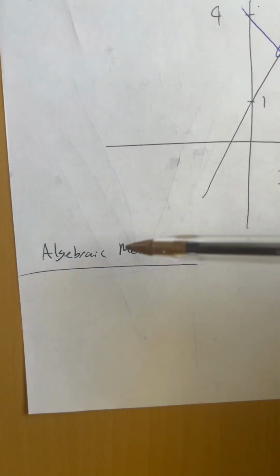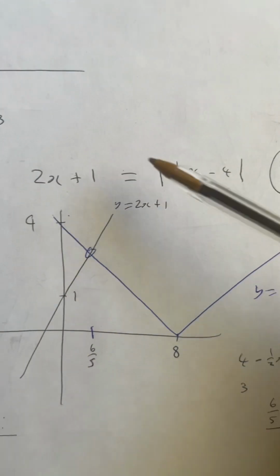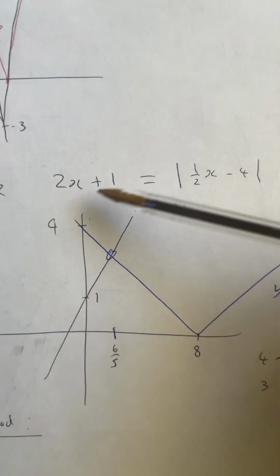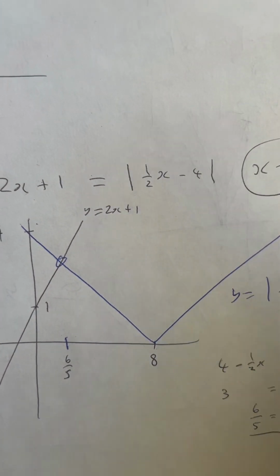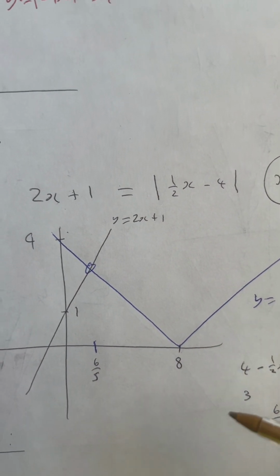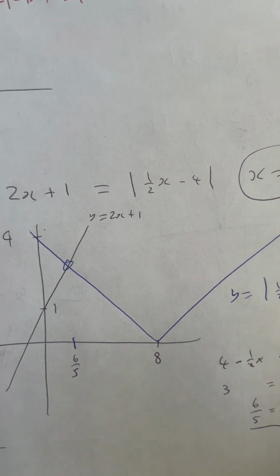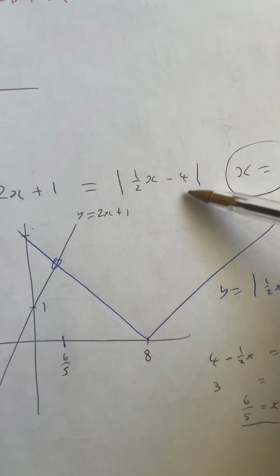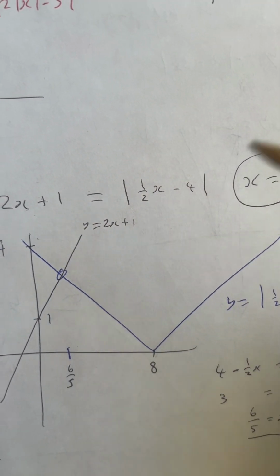Now, some people and some schools teach you to do a slightly different method. They may teach you to do an algebraic method where you take the equation and you square both sides, because when you square modulus signs, you actually remove them. And that's just because when you square any number, you can never get a negative value. So when you square a modulus sign, then the modulus sign just disappears because you don't need it anymore.